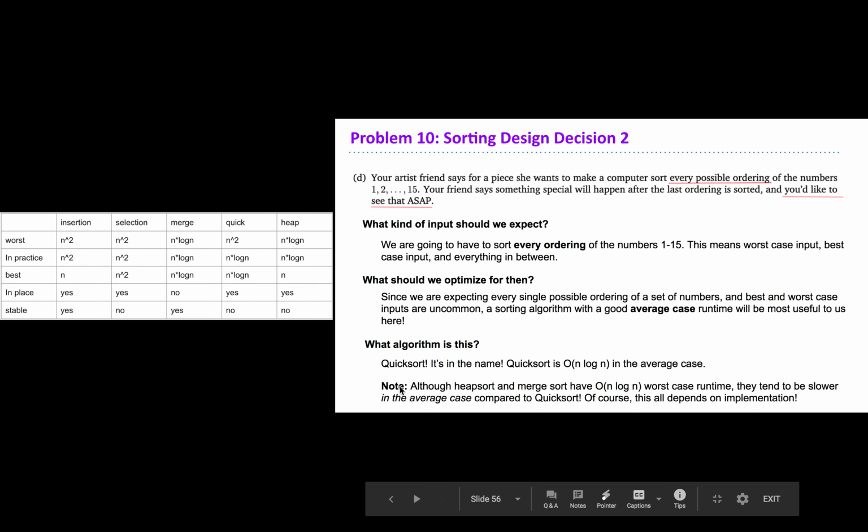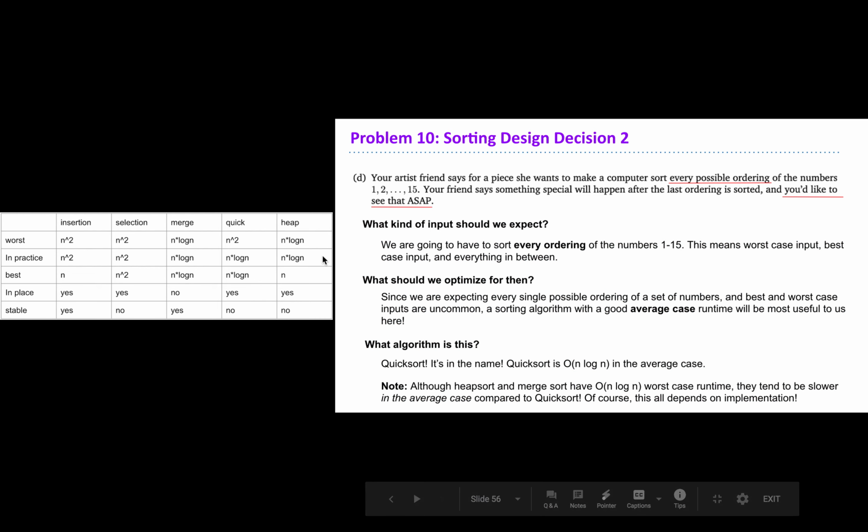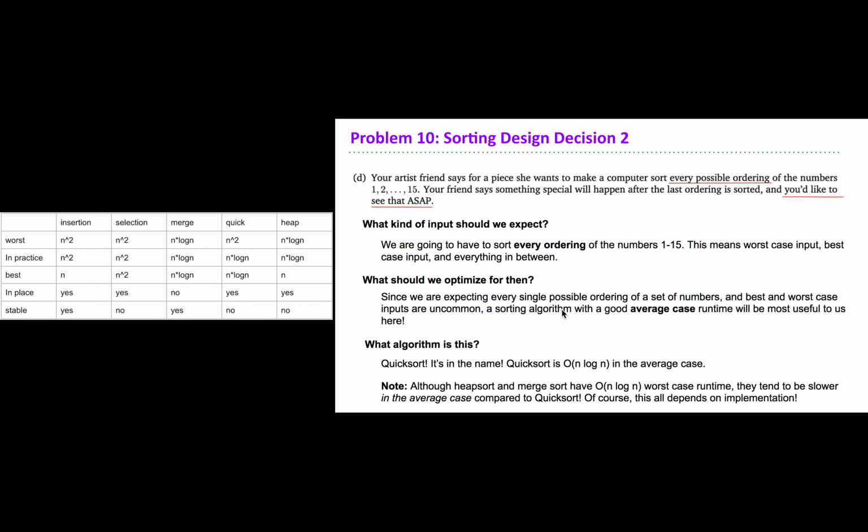And then again, this is just a note. Although heap sort and merge sort have O of n log n worst case runtime, they tend to be slower in the average case compared to quick sort. Of course, this all depends on implementation. And again, not something that we're expecting you to know. So it's good if you know it, but it's fine to just use the information that we have given you so far, of course.